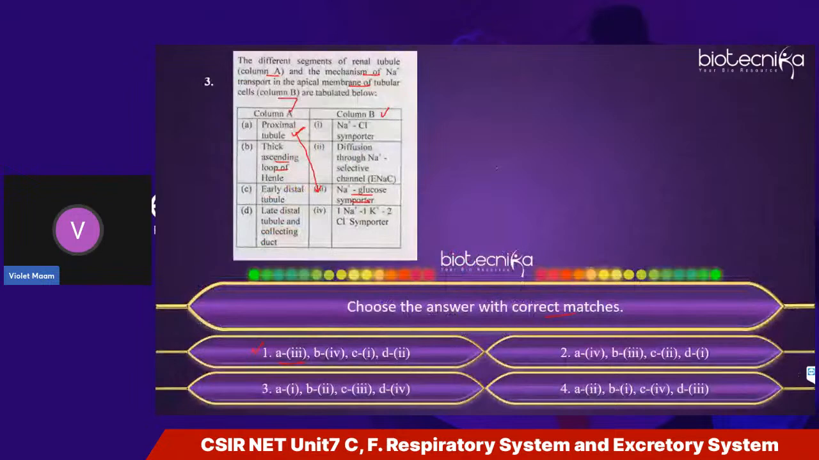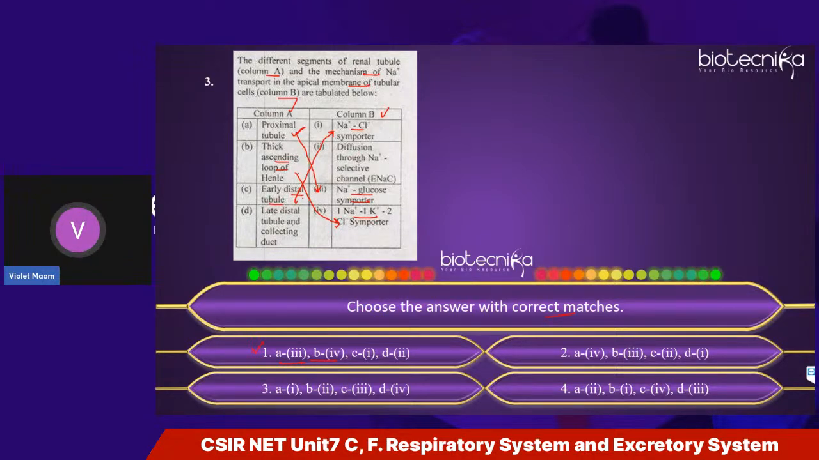So let's try to match this. In the thick ascending limb of loop of Henle, B will match with 1 sodium, 1 potassium, 2 chloride symporters. So B matches with 4. Then C is early distal tubule. For the early distal tubule, you have to remember there are sodium chloride symporters present. Like for proximal, you have the sodium glucose symporter, in the early distal tubule we have the sodium chloride symporter.